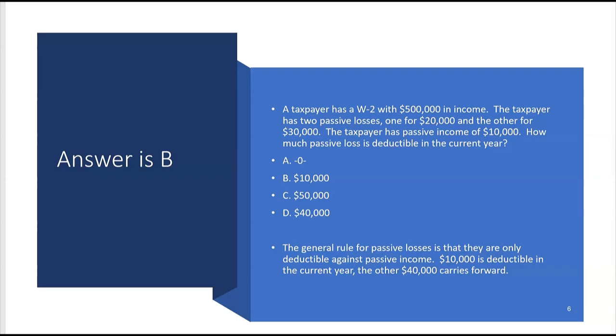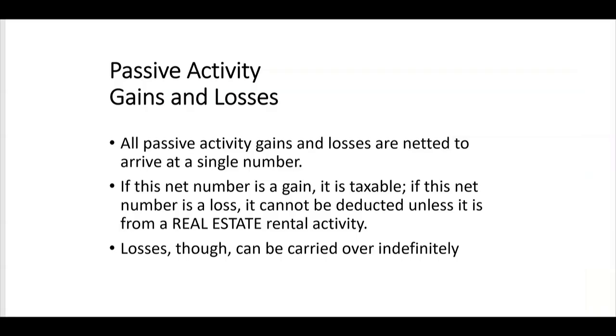Here's how I want you to sum up passive activity gains and losses. All passive activity gains and losses are netted to arrive at a single number. If this net number is a gain, it's taxable. So if all you have is a passive gain, it's taxable. But if you have a net passive loss, we know it cannot be deducted against earned income unless it's from a real estate rental activity. Okay, so there's an exception to the rule now.